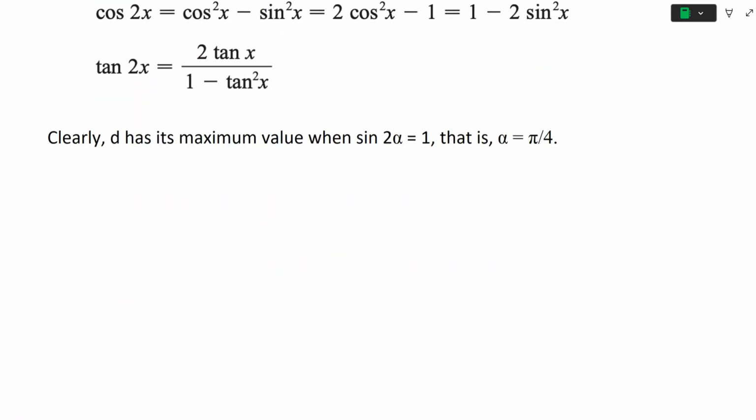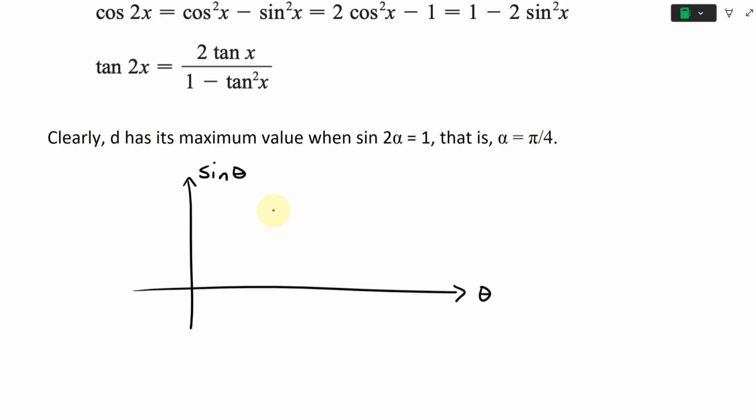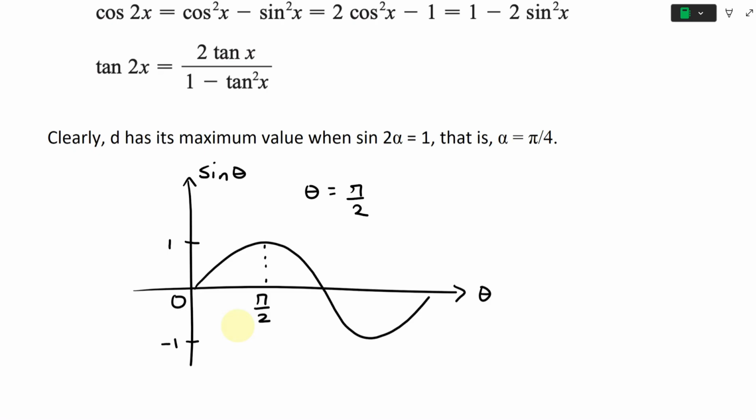So just recall the graph for sine theta. So that's theta, and there's sine theta. It looks like this, and goes up and down, and so on. Now here's the origin, and here is 1, and here is -1, and here is going to be pi over 2. That's a maximum there, when theta is equal to pi over 2. So that's the maximum at theta equals pi over 2.